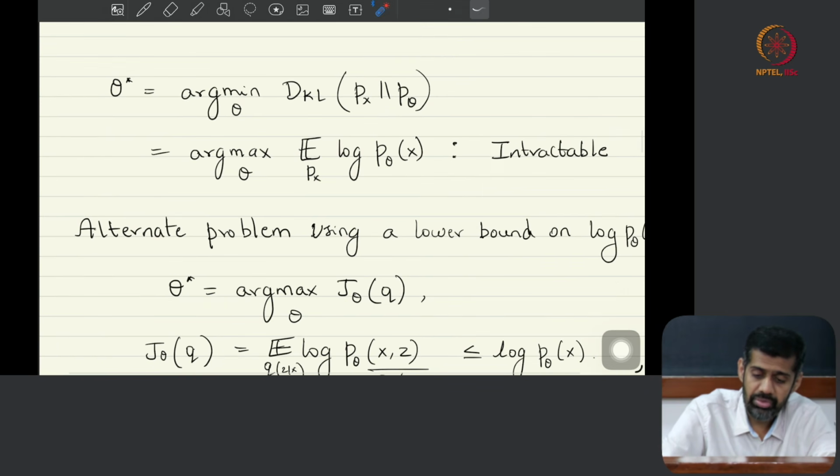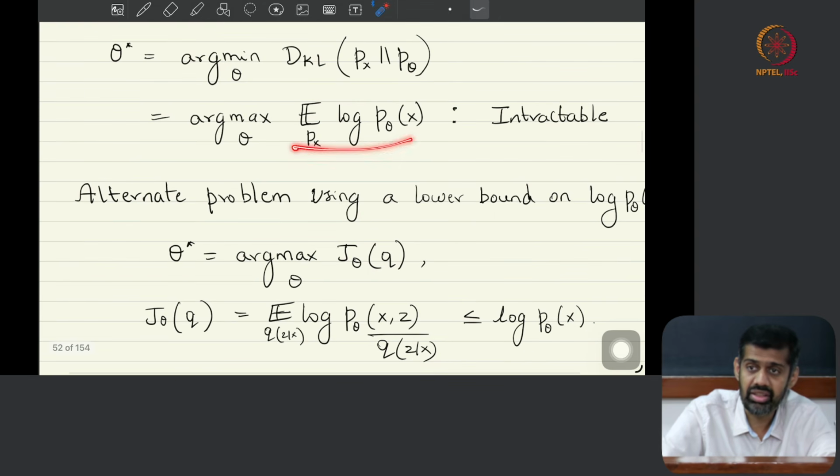Now, the problem is that of minimizing the KL divergence. Find the model parameters theta such that the KL divergence is minimized. And we saw the equivalence between minimizing the KL divergence and maximizing the expected log likelihood of the model under the data distribution. So, expected log p theta x, where the expectation is with respect to p x, is what we optimize.